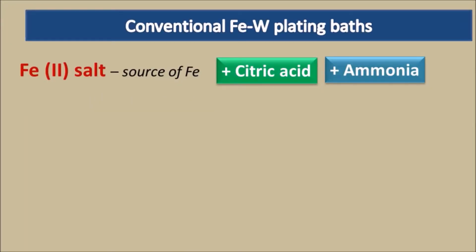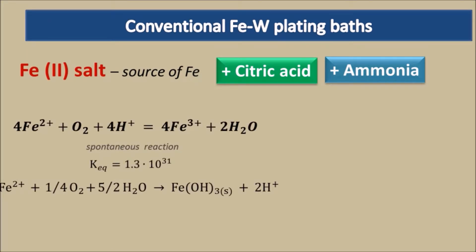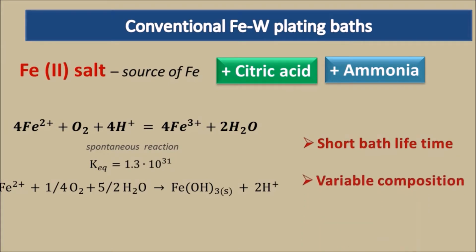Most iron-containing plating baths operate with iron 2 salts as a source of iron. However, fast oxidation of bivalent iron ions to iron 3 eventually reduces the bath lifetime and reproducibility of the results, as the bath composition is not constant with time. Complexing agents can inhibit this process but not prevent it.